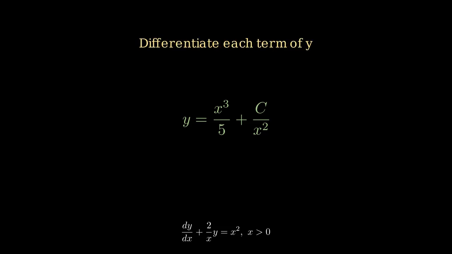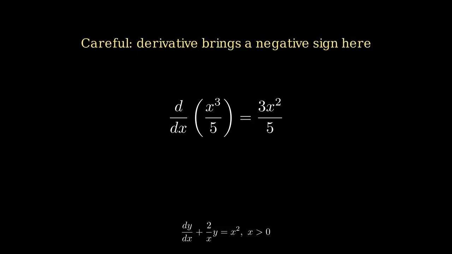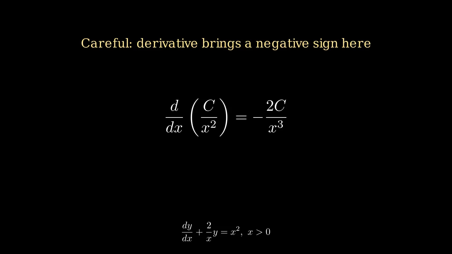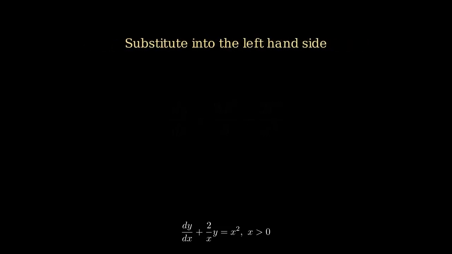Let's check this answer. First we differentiate y. The derivative of x cubed divided by 5 is 3x squared divided by 5. The derivative of capital C divided by x squared is negative 2 capital C divided by x cubed. Now substitute this derivative and the original y back into the left-hand side of our equation.